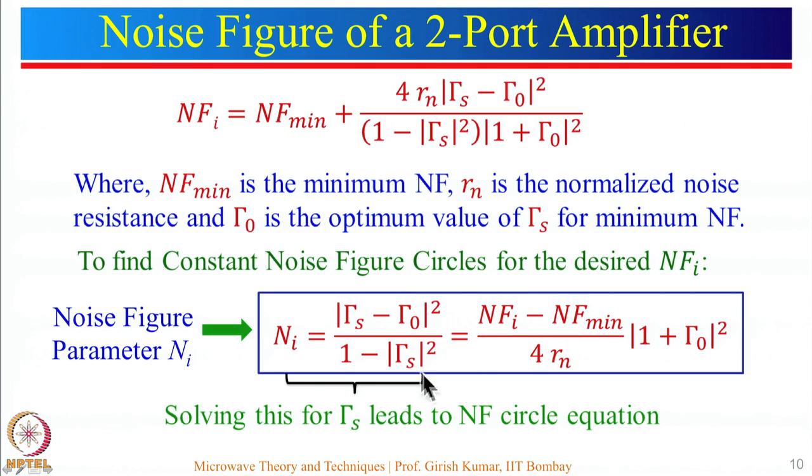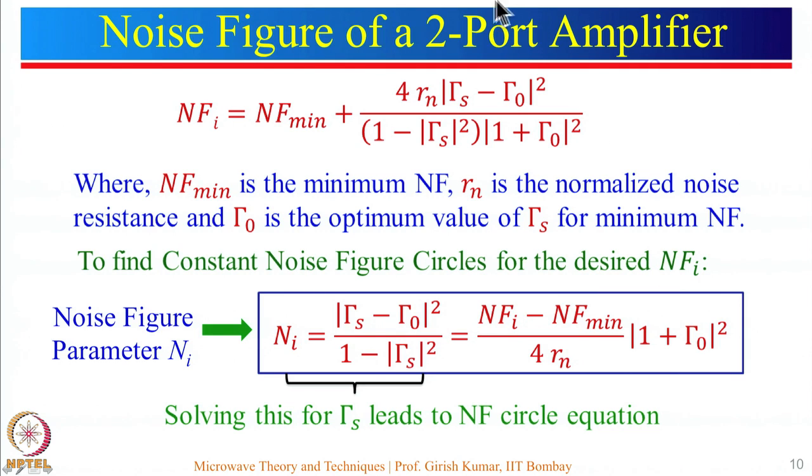So, you can see over here these terms, gamma s minus gamma 0 square is right here, 1 minus gamma s square is right over here. So, this is the term corresponding to this part here. Now, this has to be represented in this form here. So, NF min will go to that side, so NFi minus NF min. Now, Rn will come in the denominator, so that comes over here, and then this 1 plus gamma 0 whole square goes to this side. So, that is what we have over here.